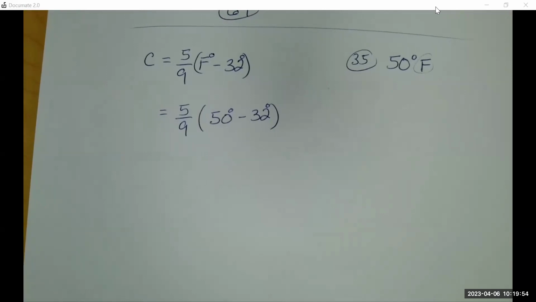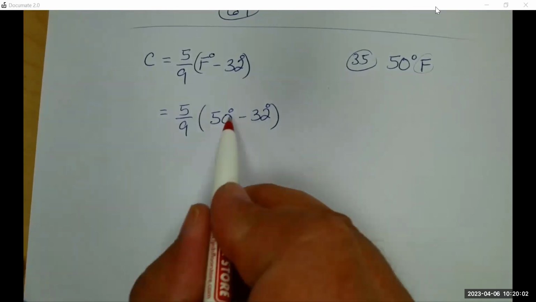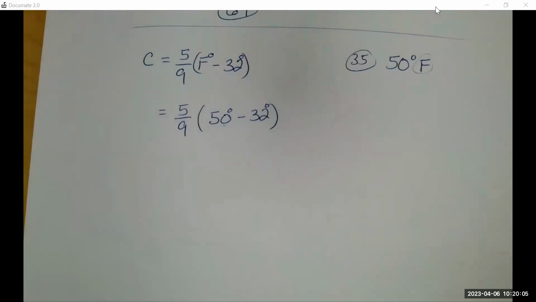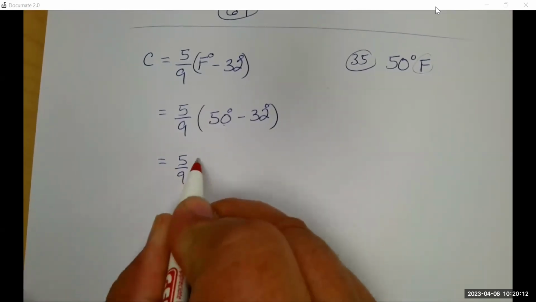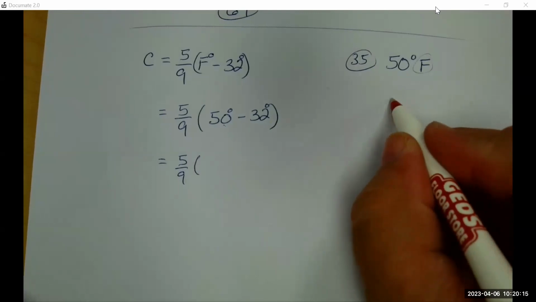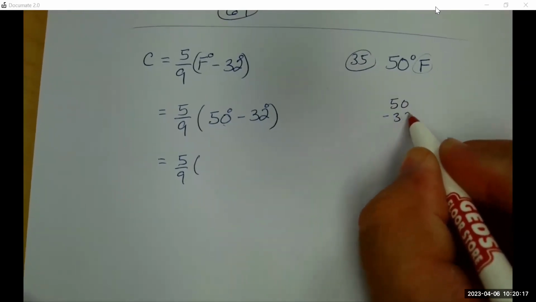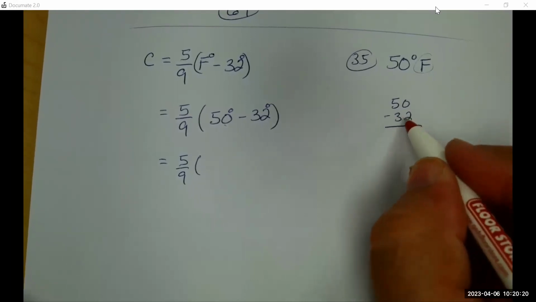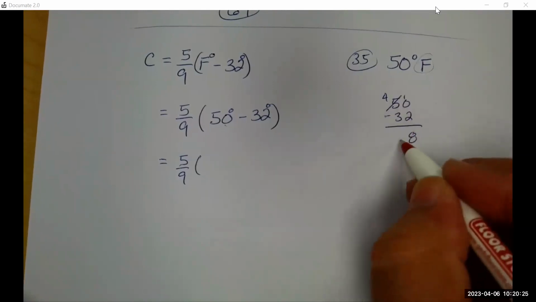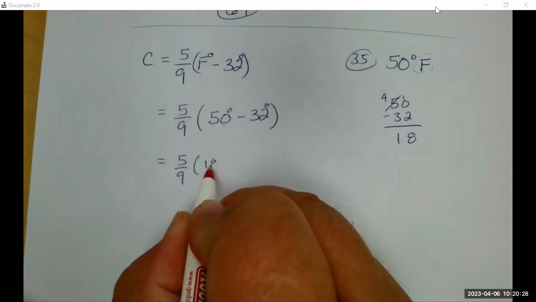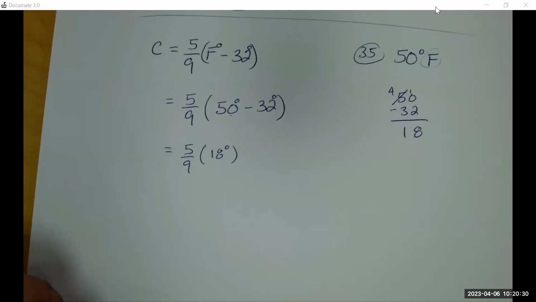The reason they use 32 degrees is because that's our freezing. When we say it's freezing outside, it's 32 degrees. So what we're doing, we first have to subtract 32 to get the real 0, and then we can do the conversion. So 5/9 times 50 minus 32. Zero minus 2 you can't do, so you have to borrow 1. 10 minus 2 is 8. 4, 1, 18. So it's 18 degrees.